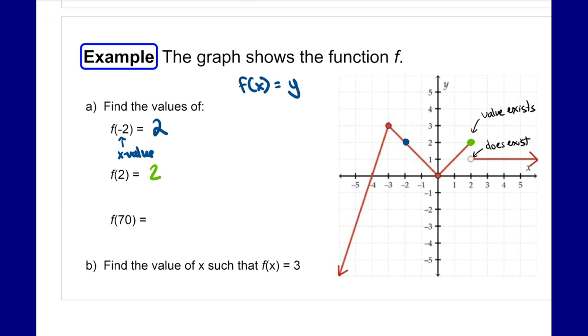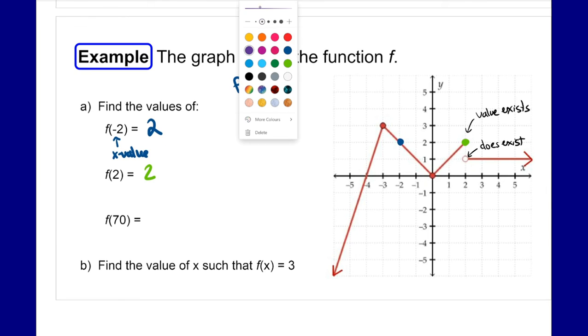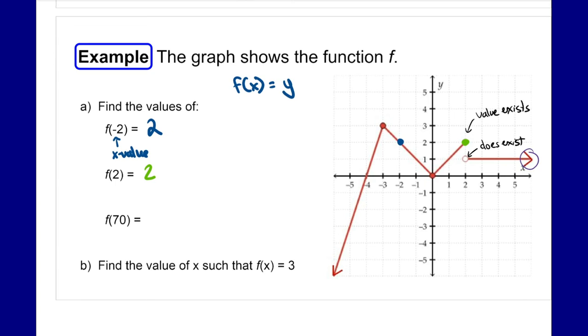F at 70, this one's maybe a little tricky because we don't see 70 on the x-axis. It's somewhere off to the side. We don't see it anywhere over there. But luckily, because we see this arrow, it means it's going on forever. This line is not going to change. So that means that all the way over at 70, we're still going to have a point here, and the y value is 1. So f at 70 would be 1. Let's put some dots in there.